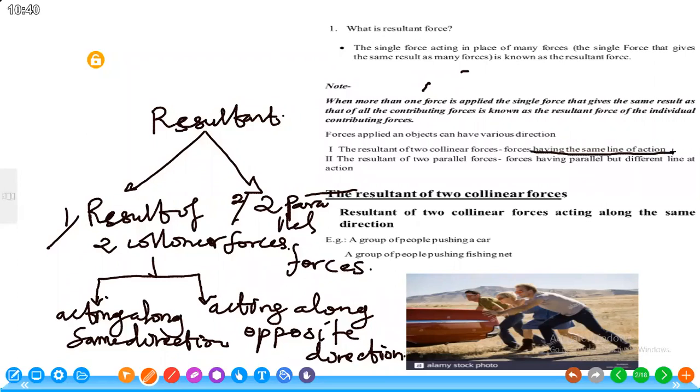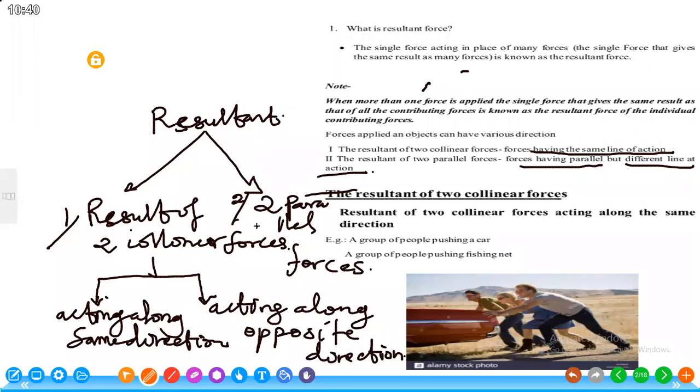The result of two parallel forces has parallel forces, and that is the first difference between them, and the second one is a different line of action. You should know the difference between the result of two collinear forces and the result of two parallel forces. For two collinear forces, the main difference is that they have the same line of action, and for two parallel forces, the main difference is that they are parallel but have a different line of action.